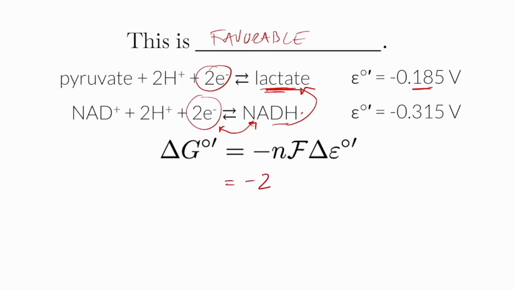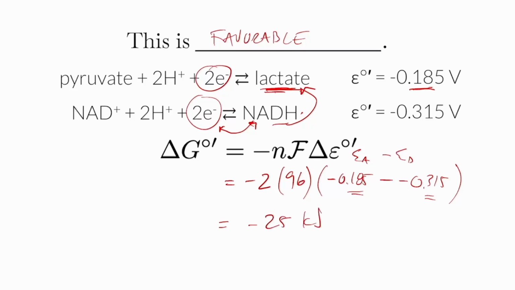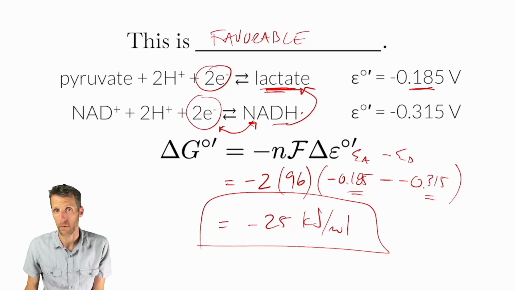And it turns out we've got 2 electrons, n equals 2. We're going to multiply this by 96.485, and we're going to multiply that by the difference in the standard state reduction potentials with the acceptor first. So we're doing E acceptor minus E donor. That's going to be 0.185 minus negative 0.315, right? And if you plug in all those numbers, you get 25 kilojoules per mole. So it is favorable by 25 kilojoules per mole to do this redox reaction.